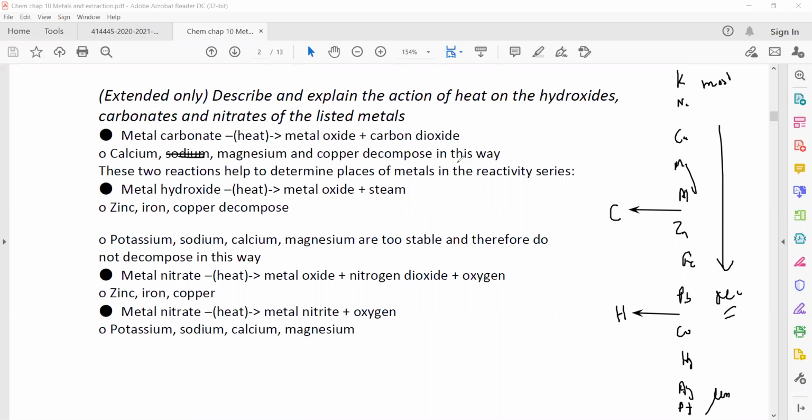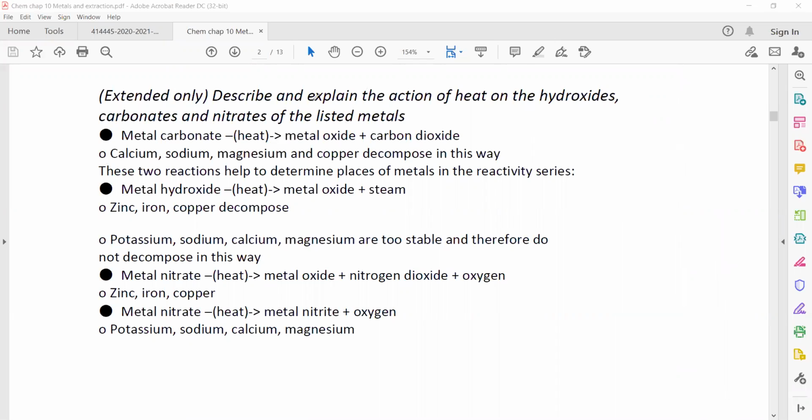Calcium, magnesium, copper, they all decompose in this way, whether metal carbonate or metal hydroxide. So when we have metal hydroxide or metal carbonate or metal nitrate, you have to learn this table. Metal carbonate decomposes into metal oxide and carbon dioxide. Metal hydroxide decomposes into metal oxide and water or steam. So from calcium till copper, all these elements, not sodium, decompose in the same manner.